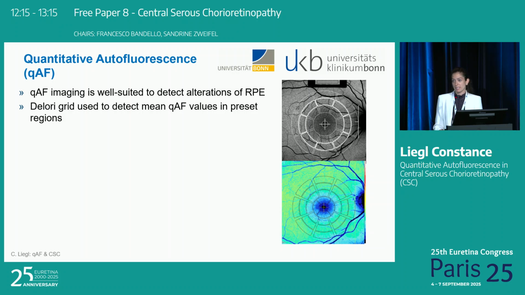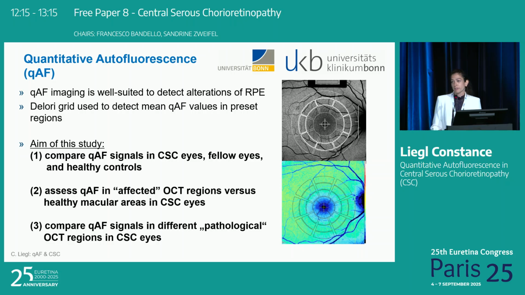In this study, we basically had 3 questions in mind. First of all, we wanted to compare QAF values in general of eyes with CSC. In unilateral disease, we looked at the fellow eyes and compared them to a healthy control group. Then we only looked at eyes with manifest CSC and looked at affected OCT regions in the quantitative autofluorescence and compared it to healthy macular regions. And as a third task, we compared the pathological regions with each other.